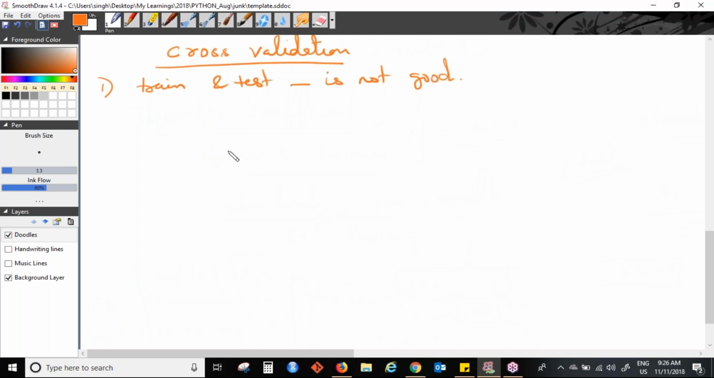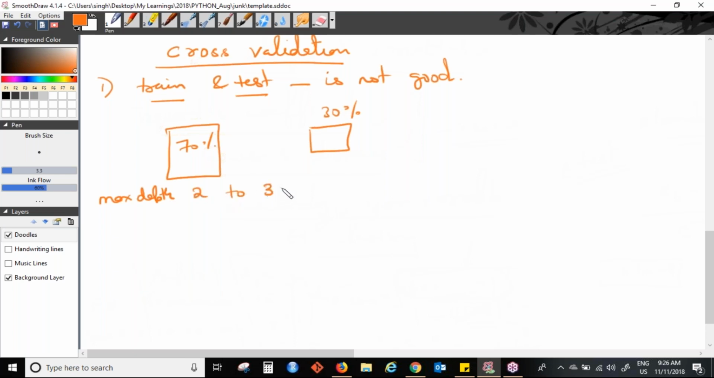Okay, why is having only these two splits, training and test, not good? Let's say you have 70% of the data here and 30% data here. Now you try different values of max depth. Again, I'm going back to the same example because this is the easiest to understand. I'm trying different values of max depth from 2 to 30.